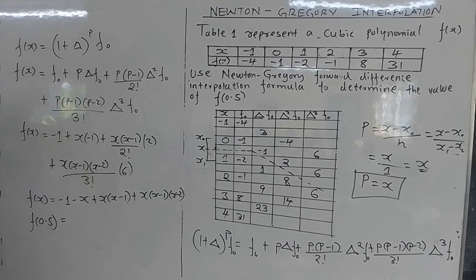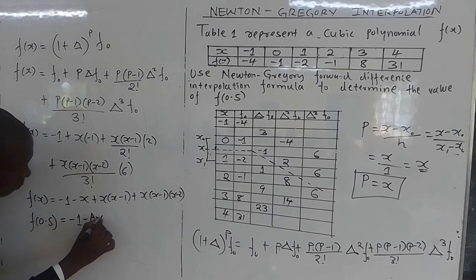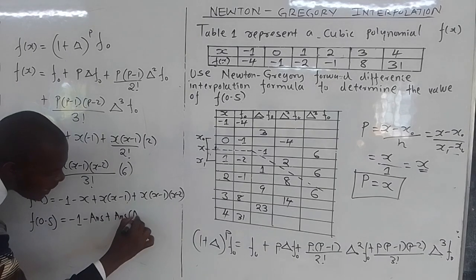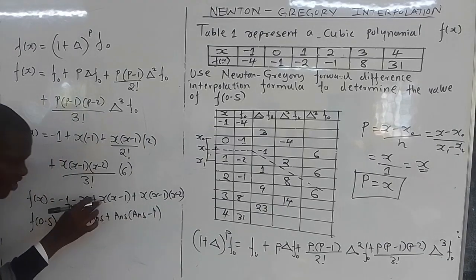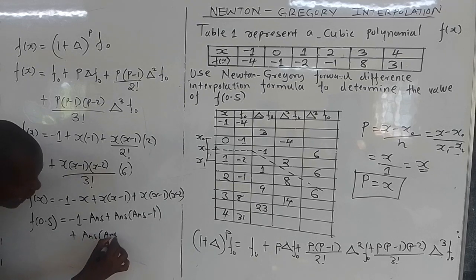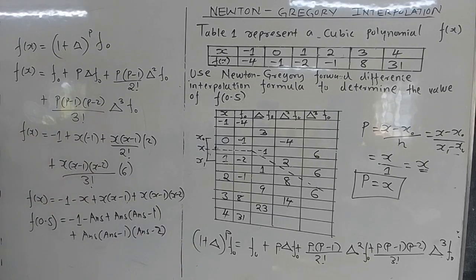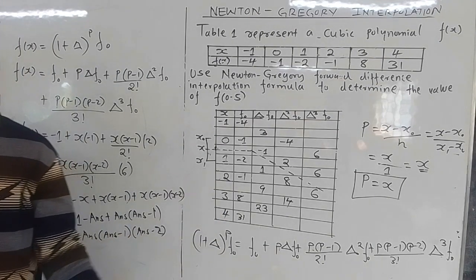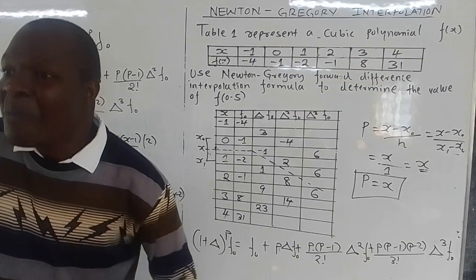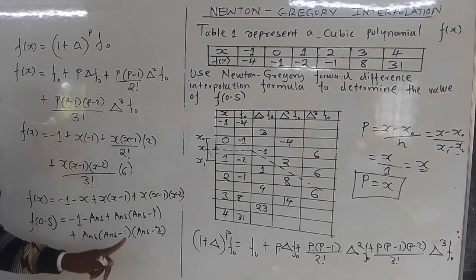What you do in the calculator, you say this is -1. Where there is x, you put answer. -1 minus answer plus answer into answer minus 1. Where there is x, you put answer. Then plus answer into answer minus 1 into answer minus 2. Meaning x is your answer, isn't it? See, that is how to evaluate a value in the calculator. So you let your x 0.5 is equals to 0.5. So the moment you say 0.5 is equals to 0.5 in the calculator, meaning 0.5 is now answer, isn't it? So it means where there is x, we're now substituting with the answer in the calculator.